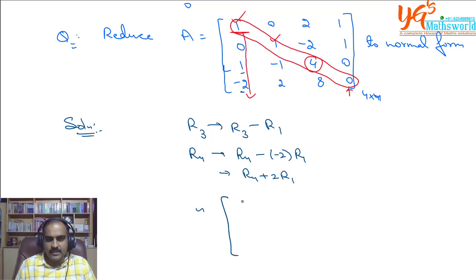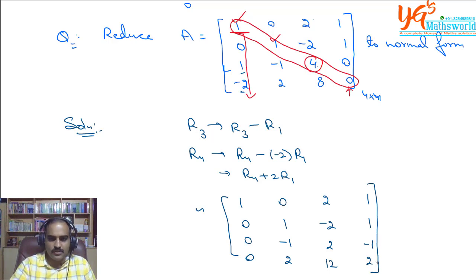So what we get: 1 0 2 1, 0 1 minus 2 1. Now 1 minus 1 is 0, then minus 1 minus 0 is minus 1, 4 minus 2 will be 2, then 0 minus 1 is minus 1. Minus 2 plus 2 is 0, then 2 plus 0 will be 2, 8 plus 4 will be 12, then 0 plus 2 will be 2. So this is your first operation.